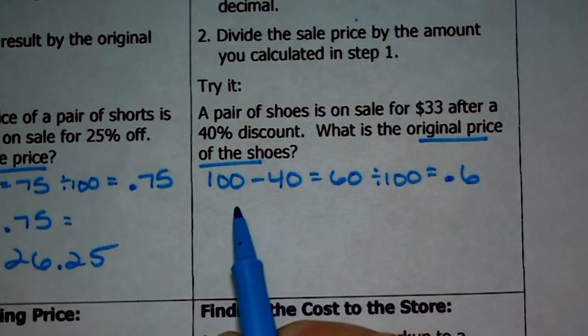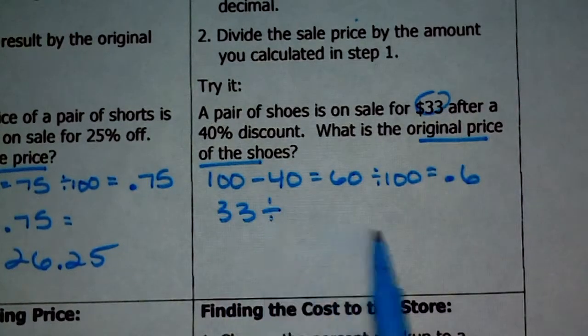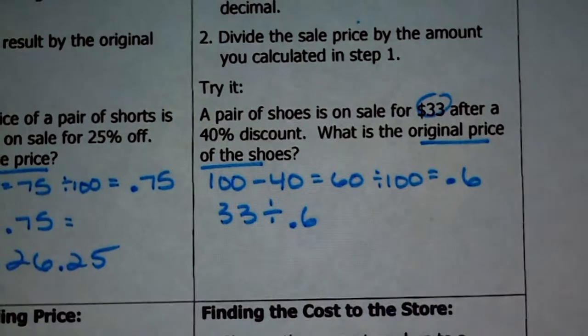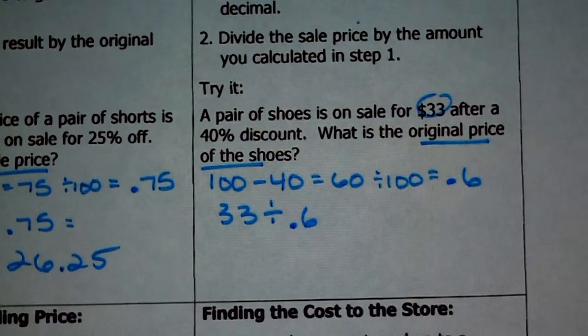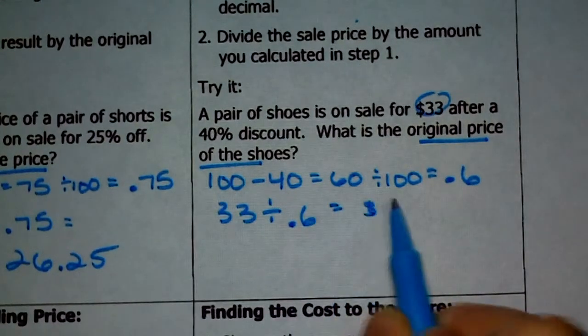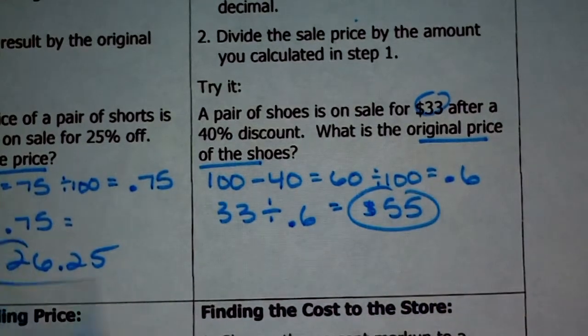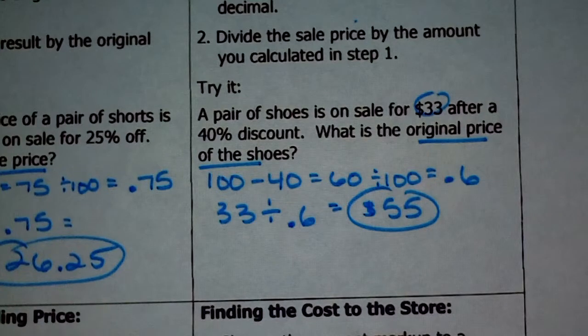So the sale price is $33. It's right there. I'm supposed to divide that by 6/10. It can't be the other way around. If you divide backwards, you are not going to get the correct answer. When you take 33 divided by 6/10, you end up getting $55. So the original price of the shoes was $55. You're getting them for $33. I'd say that's a pretty good deal. I would go for it.